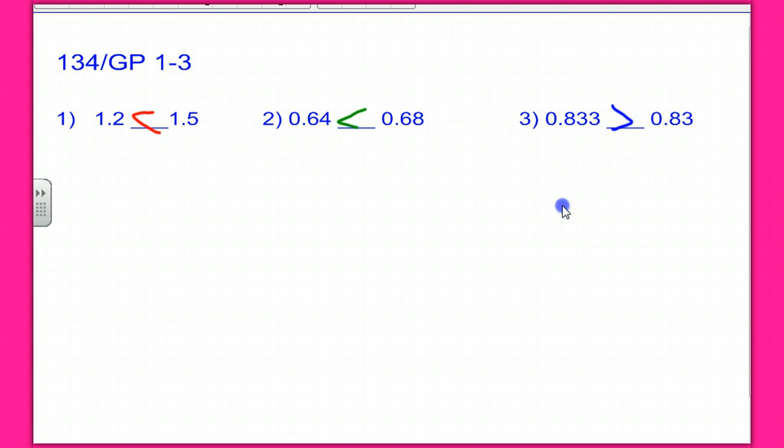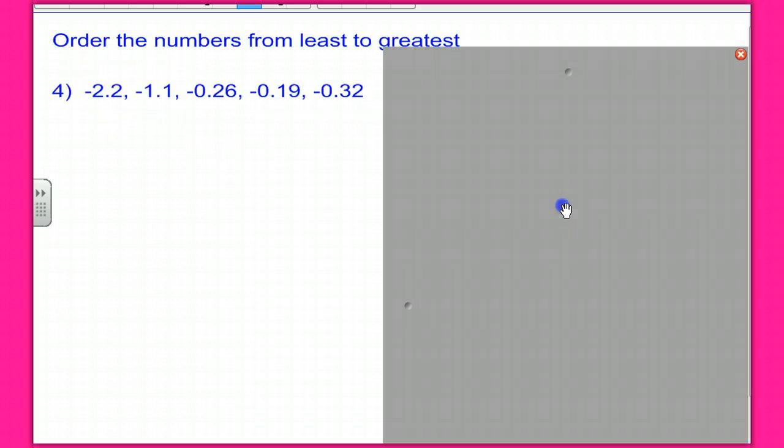So 0 and 833 whats? Thousandths. 833 thousandths is greater than 0 and 83 hundredths, which could also be written as how many thousandths? 83 hundredths is 830 thousandths. Good. So 833 thousandths is greater than 830 thousandths if you lengthen them to the same size. Awesome job. The only other thing we need to do is try ordering numbers least to greatest.